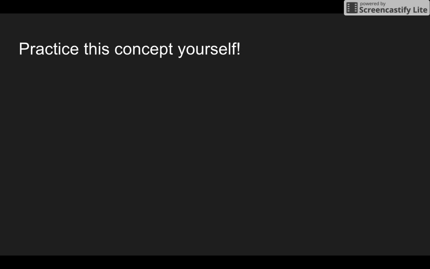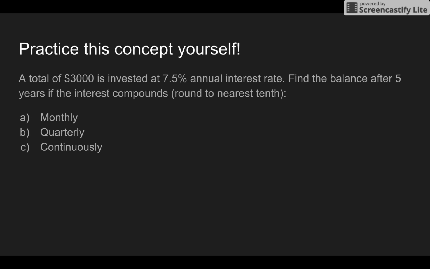Practice this concept yourself. A total of $3,000 is invested at 7.5% annual interest rate. Find the balance after 5 years if the interest compounds. Round to the nearest tenth. A. Monthly. B. Quarterly. C. Continuously. Please pause, as I will show the answers in 5 seconds.